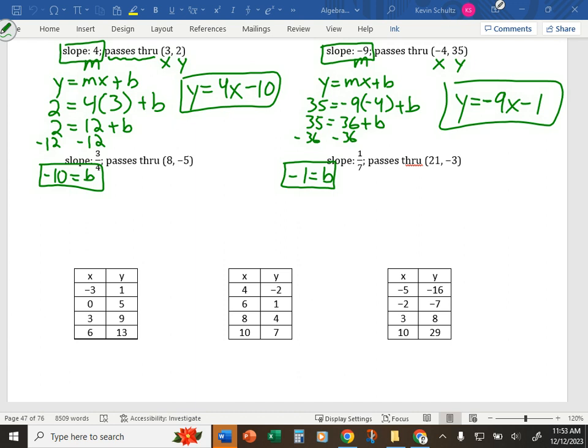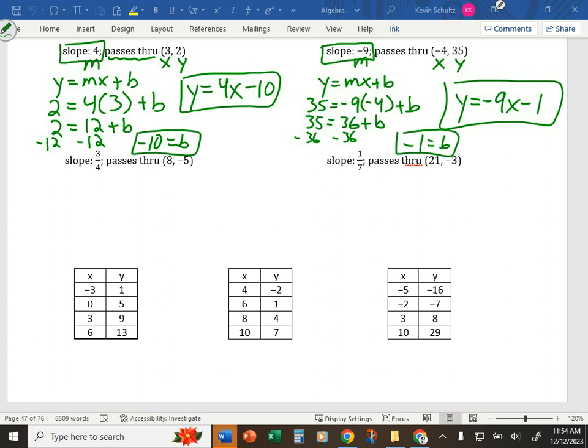The next two have fractional slopes, which does complicate things a little bit because fractions always just kind of naturally do. But the process is exactly the same. I'm going to leave the work up here, so we'll do -10 equals b over here, -1 equals b over here. Okay? So the setup's the same though. Go ahead and set this equation up. Given the slope, given an ordered pair, y equals mx plus b. Set up the equation that we're going to be solving for b.